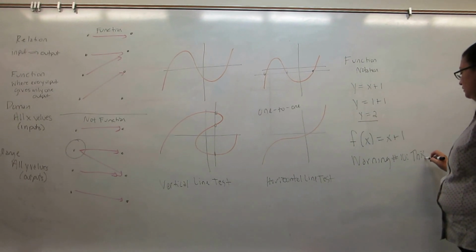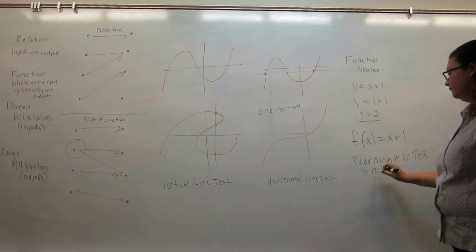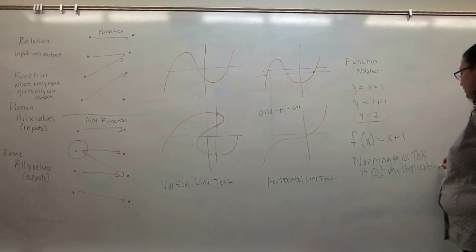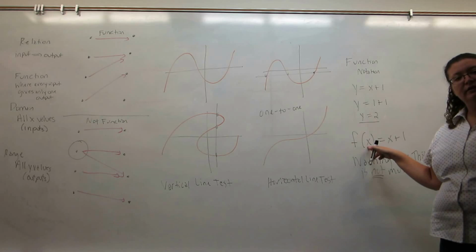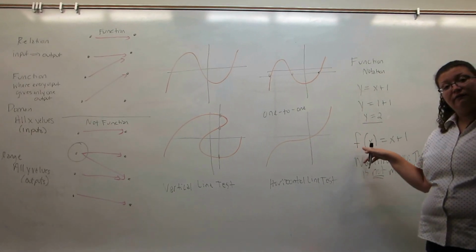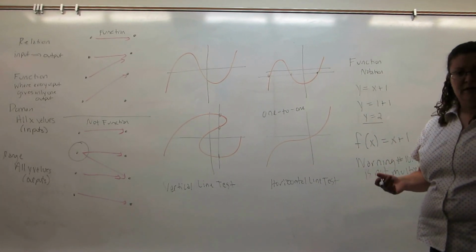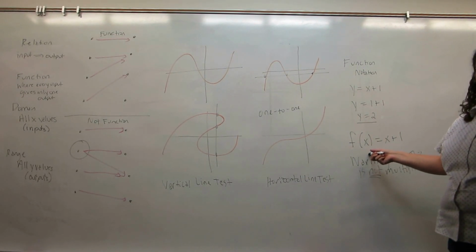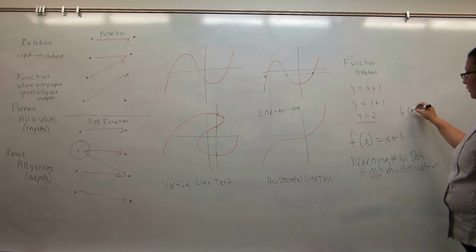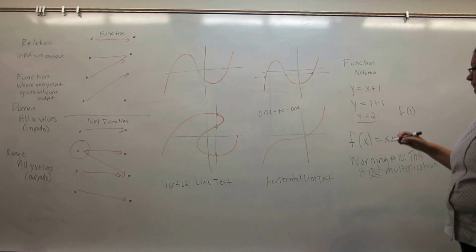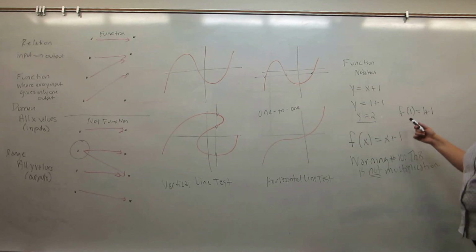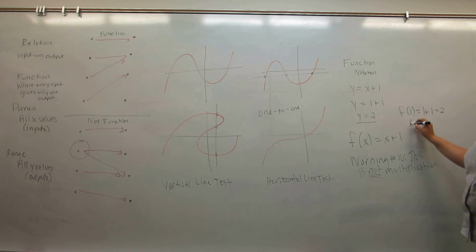This means the function of x. As a warning, this is not multiplication, even though it looks a little bit like it. So this is not f times x, meaning I cannot separate the f and the x by dividing by one of them, say. What it means is, if I want to know the y-coordinate that goes with x equals 1, I want to compute f of 1. So I would replace every x by 1, thereby getting 2. And so my final result would be f of 1 equals 2.